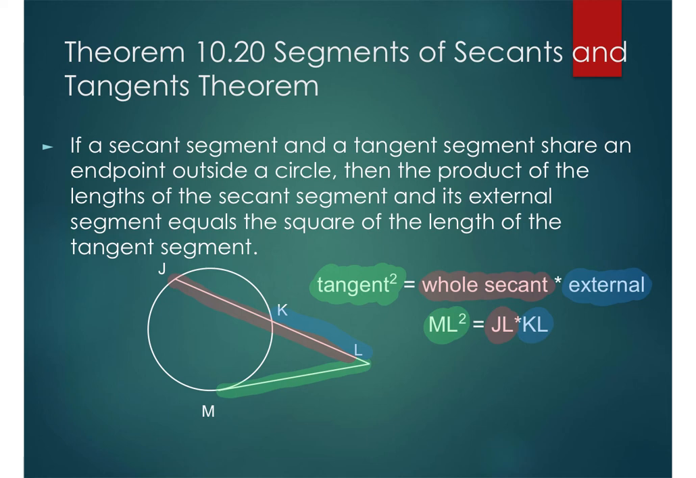Now, these two lines must share an endpoint, which in our example is L. They must share an endpoint outside the circle, okay? In order for this to happen.